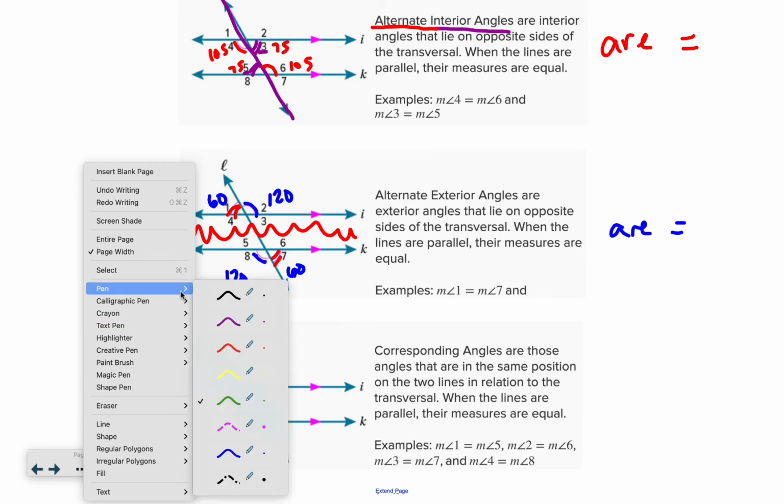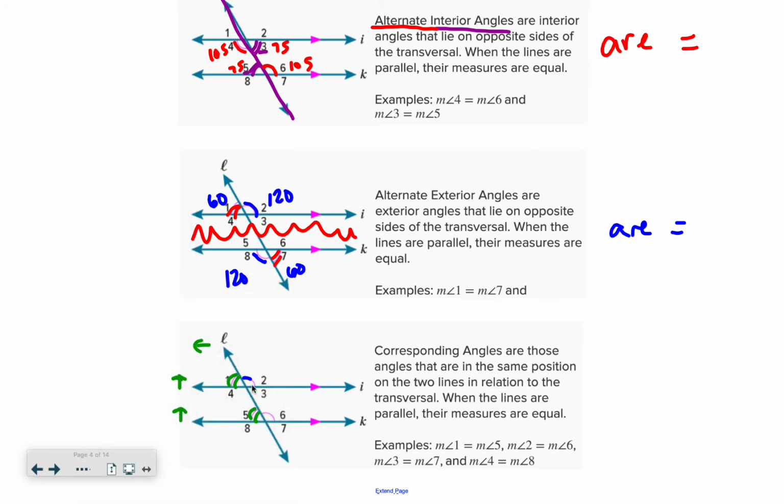Just like if we were to look at angle 3. Angle 3 is on the right side of my transversal, and it is below this top parallel line. So if I go to my other parallel line, I'm looking for something that's below, but also to the left of my transversal. That means 3 and 7 are corresponding angles. Something to know about corresponding angles is that they are also equal. All of these angle measures we've talked about so far today are equal to each other.